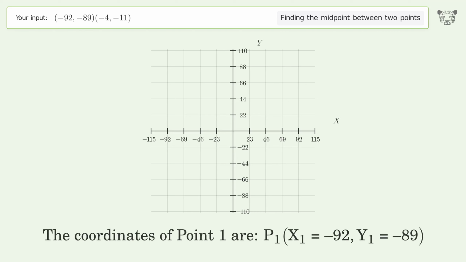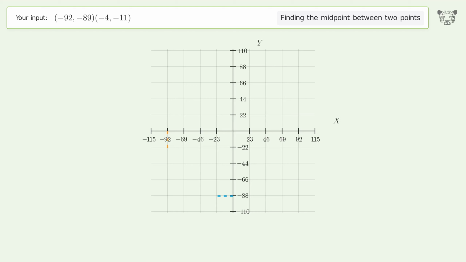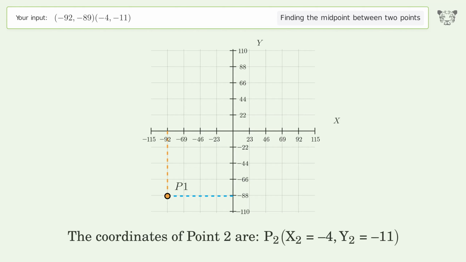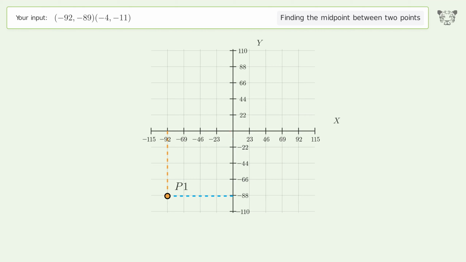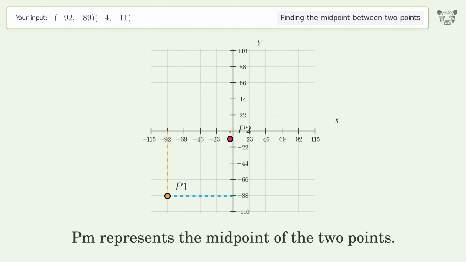The coordinates of point 1 are, x1 equals -92, y1 equals -89. The coordinates of point 2 are, x2 equals -4, y2 equals -11. PM represents the midpoint of the 2 points.